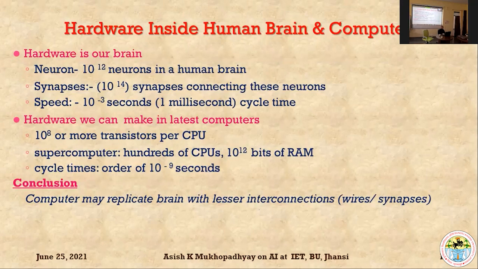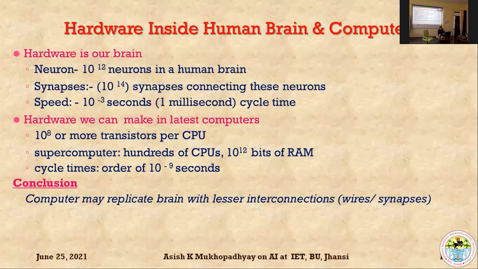Now, we talk about intelligence, but how do we model intelligence? What do you have in your brain? What type of intelligence do you have? What is the hardware present in your brain? We have 1 trillion neurons within our brain. 1 trillion is 10 to the power 12. 1 trillion is 1 lakh crore. 1 crore, 2 crore, you can imagine. 1 lakh crore, you can imagine. So many neurons are there, they are making all feelings.